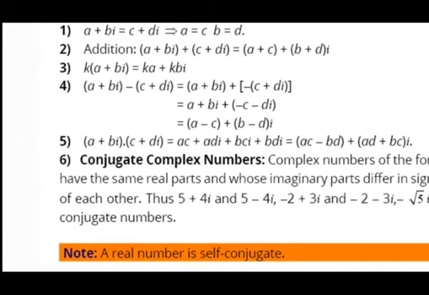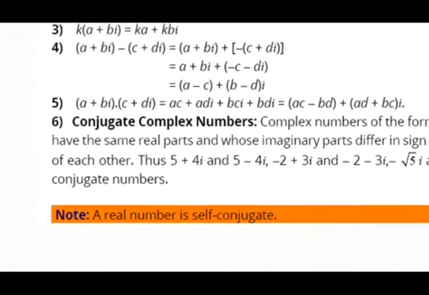In property 5, a plus b iota multiplied by c plus d iota. We multiply like we multiplied the previous examples of two brackets. A multiplies with both c and d iota, and b iota multiplies with both c and d iota. When b iota multiplies by d iota, it becomes b dot d iota square, and iota square is equal to minus 1. So we replace iota square here by minus 1.